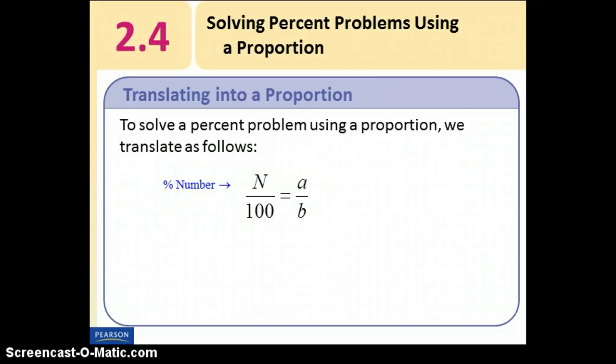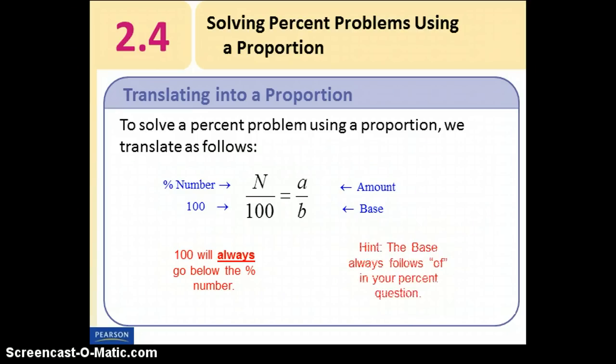The percent number will always go on the top on one side. The number 100 will always go under the percent number. On the other side, we put the amount on top and the base on the bottom. One way to remember this is that the base always goes in the basement. Note that in the percent question, the base will always follow the word of. Thus, whatever follows the word of in the percent question will go on the bottom of the ratio or in the basement on that side.